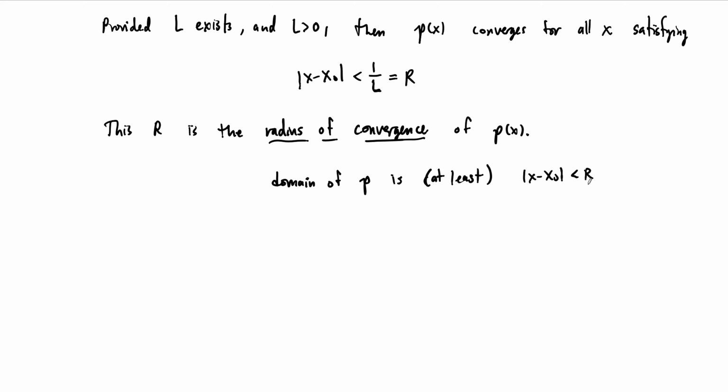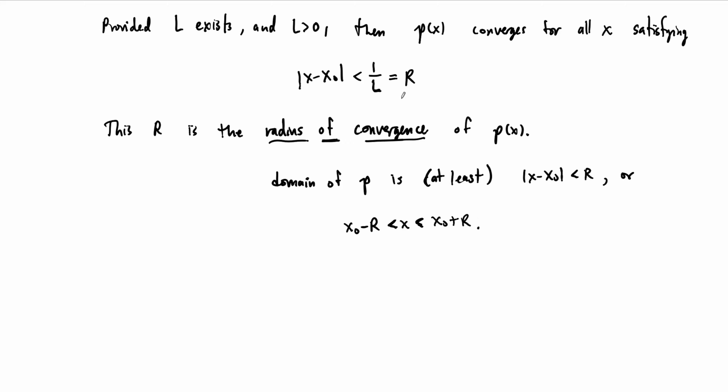And of course this can be rearranged to be written as x naught minus r less than x less than x naught plus r. Okay, and so there's an interval. So this is the nice form that I was talking about for the domain of our power series. It's always an interval that's centered around this point x naught. And that's why our point x naught is called the center of our power series. Okay, but this is called the radius of convergence.